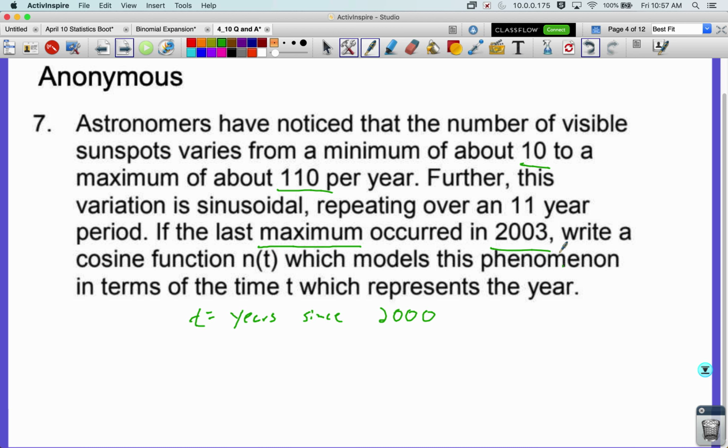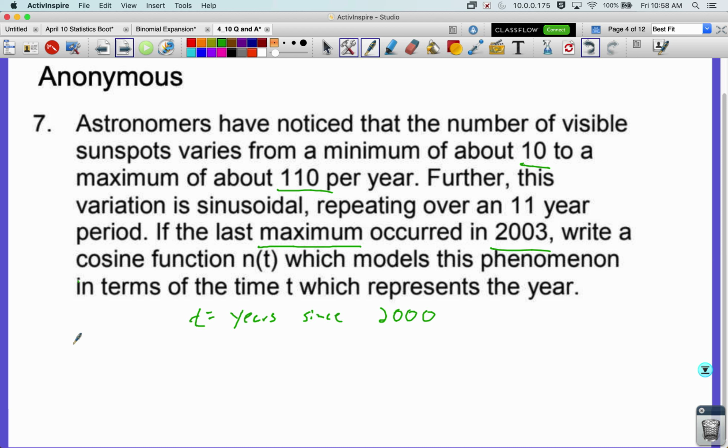We could do years since 2003, but I feel like that would be a little bit cheeky, considering then we wouldn't have to do a phase shift at all, and years since 2003 is kind of random. Starting at 2000 seems a little bit more natural. Okay, so we'll say t is years since 2000.